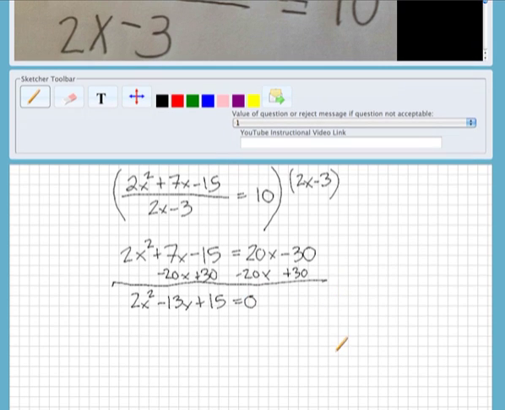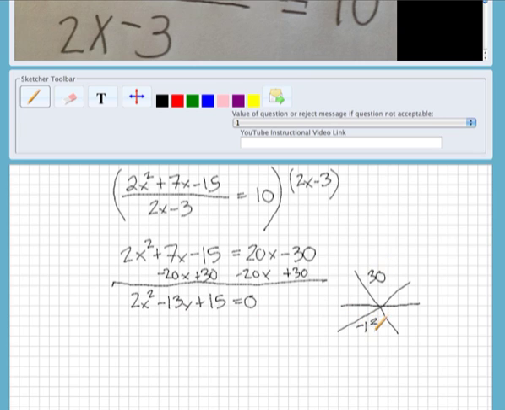Okay, so now we need to solve for x here. We have a quadratic, and let's try the star method. I'm not sure if you're familiar with that, but let's give it a try. So the first thing we do is multiply the first number and the last number. So we get 30, 2 times 15. And then the middle number is negative 13, so that goes here.